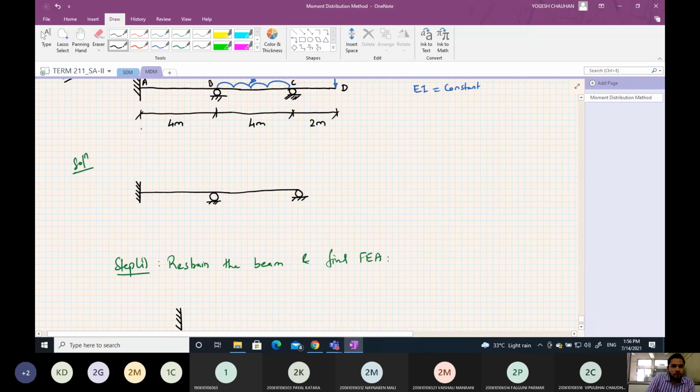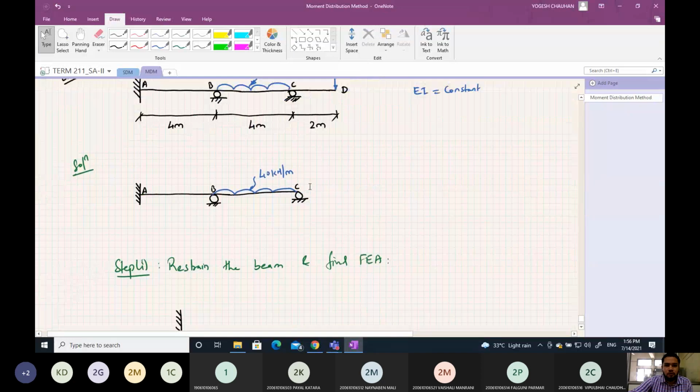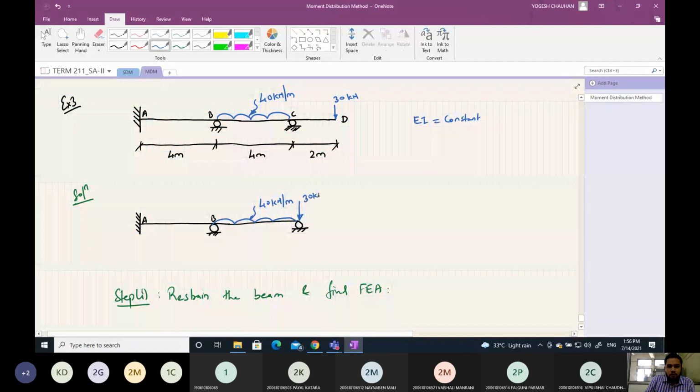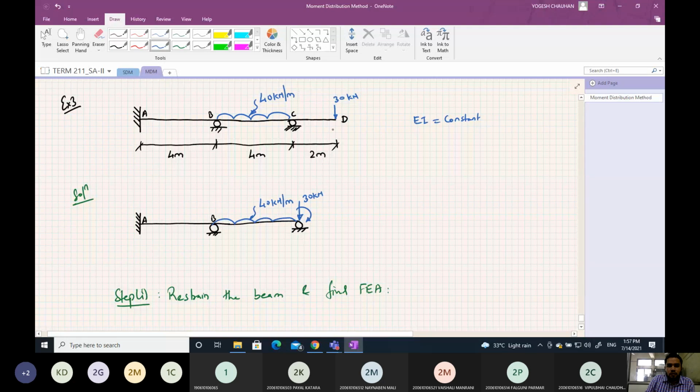You can treat this as beam A, B, C, which is loaded with a UDL of 40 kilonewton per meter. Now this point load is to be transferred here, so it would be 30 kilonewton point load at point C, along with a moment of 30 into 2, that is 60 kilonewton meter. This is point C.